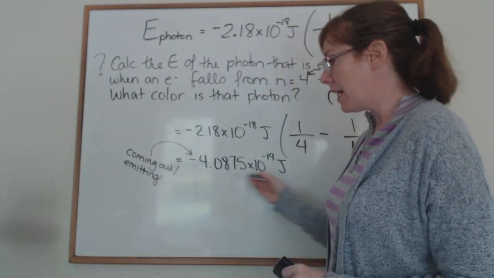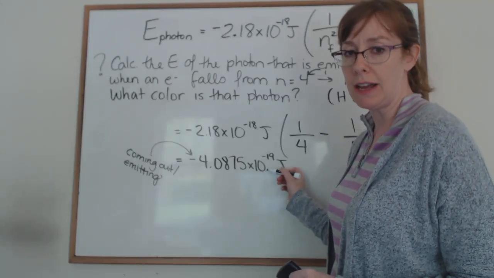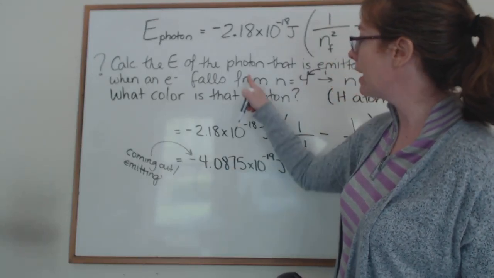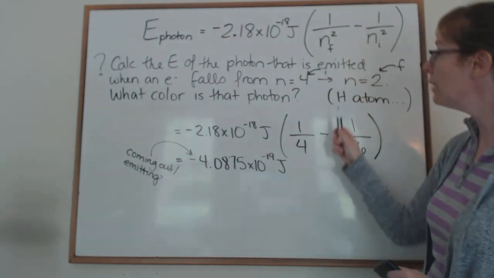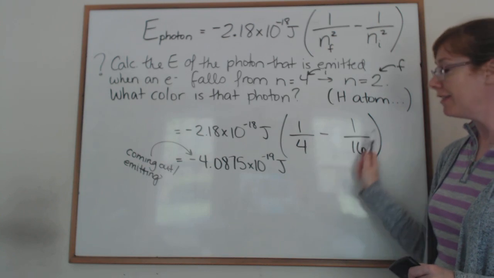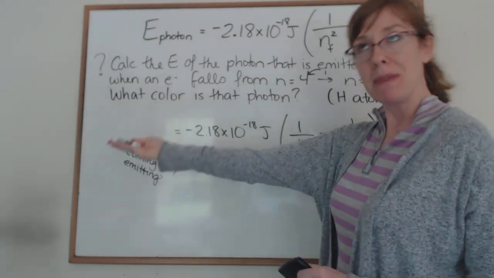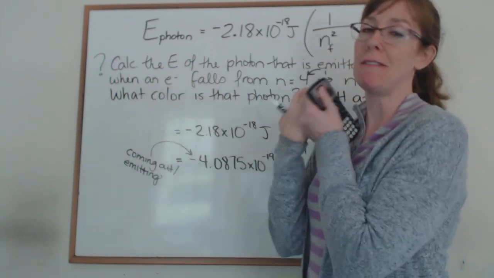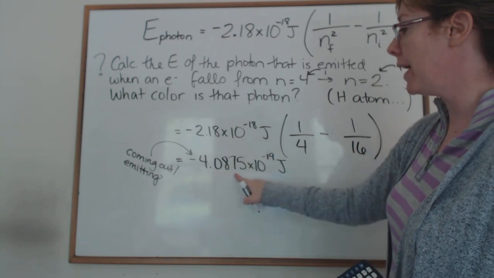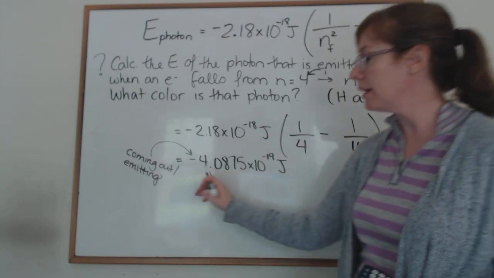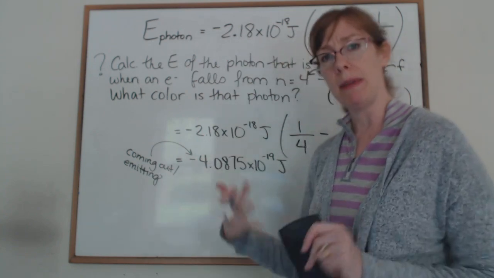The magnitude of the energy is the absolute value, the 4.0875 times 10 to the negative 19th. This is consistent with the fact that the photon came out. That's why it was negative. If you have a jump from low to high, you'll get a negative number here that ends up being multiplied by a negative there, and that means you get a positive answer, which means the photon comes in. So that is the answer, 4.0875. That's the energy of the photon. Whether you have the negative or not doesn't matter to me because I know what it means.